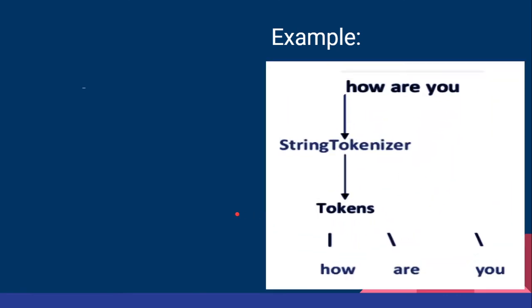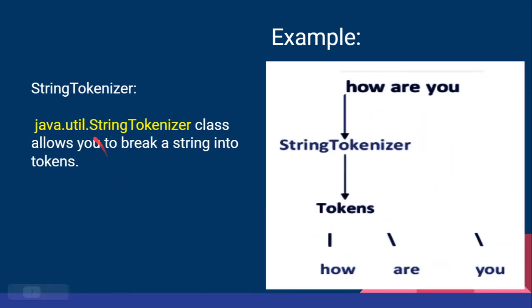Let us see an example of a string tokenizer. As the name implies, the string tokenizer can separate the given string into different tokens. Tokens are the smallest individual units which cannot be divided further. So here, for example, I have given an example string, how are you, and we are passing this string into a string tokenizer. As the name implies, the tokenizer converts the whole sentence into different words or tokens. So it will separate how as one token, r as another token, and u as another token.